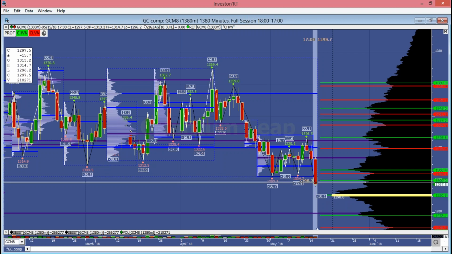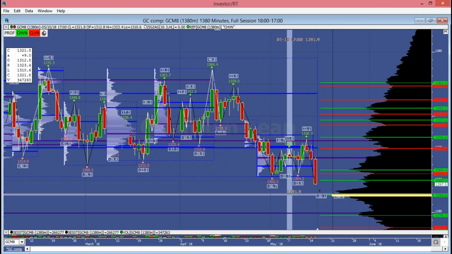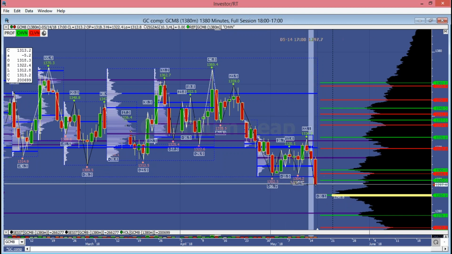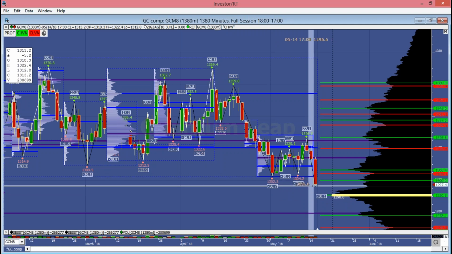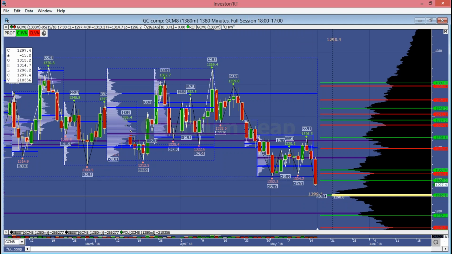So gold has broken through a very key level and is in price discovery. So just caution on the long side. This is likely to come down all the way to the 1290.80. Does it happen today? I don't know, but it's possible that we get a big move today.